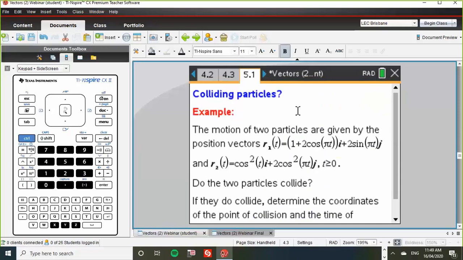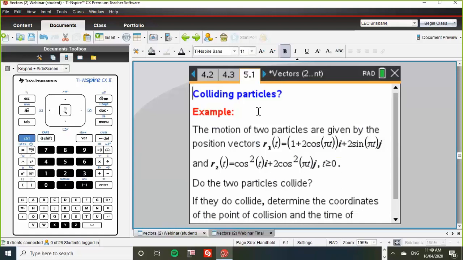Okay, moving right along. Let's look at whether particles actually collide or not. When two particles collide, the idea is that they share the same position at the same time. So we've got the motion of two particles. They're described by those position vectors there. And so do the two particles collide? If they do, determine the coordinates of the point of collision and the time of collision.